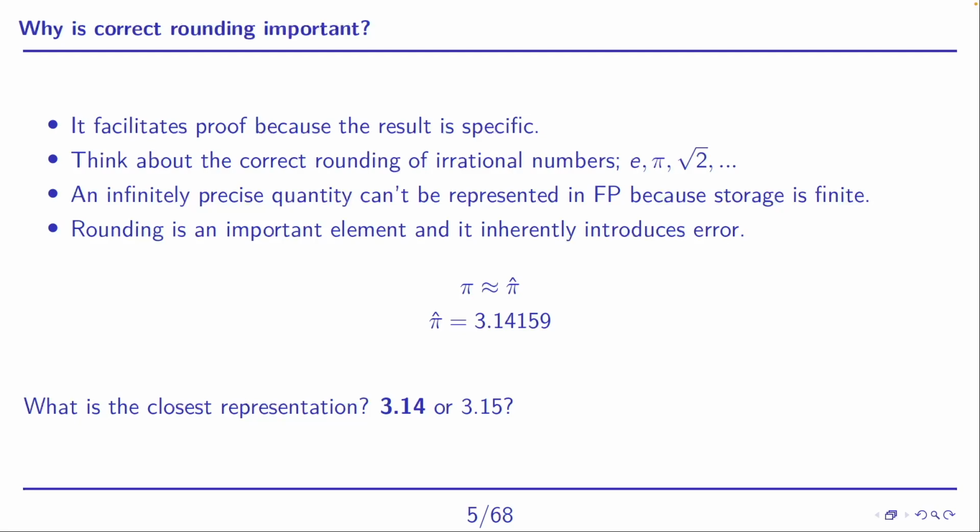So it comes to a very important part, which is rounding. Rounding is the function that is helping us know what's the closest representable value in this case. And why not 3.15? Why 3.14?